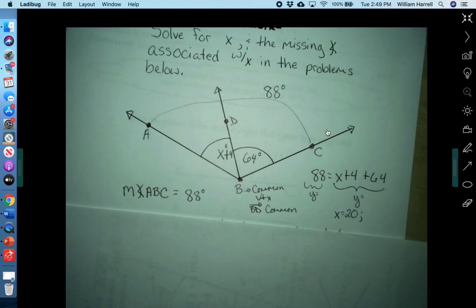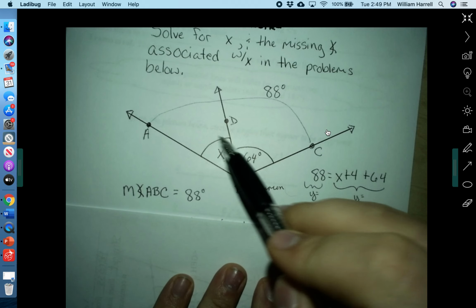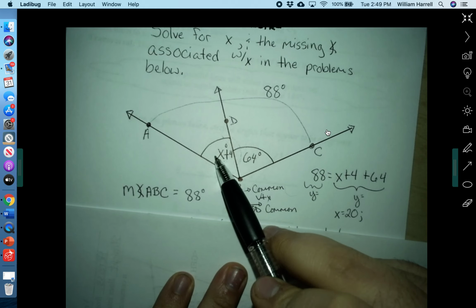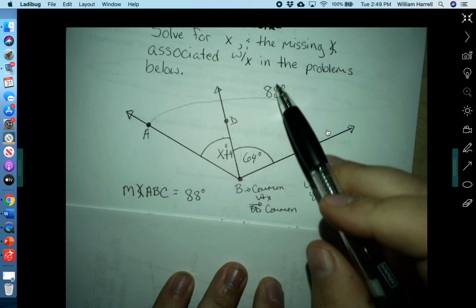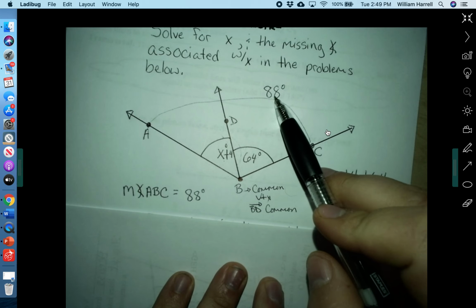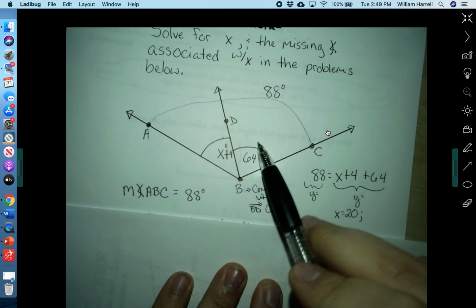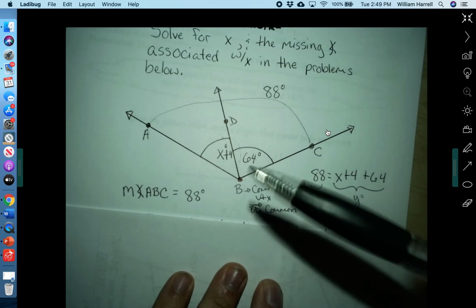What's the value of the missing angle? So what's this angle right here? Again, I can plug 20 in and get 24, or I can just say, oh, the big angle was 88, the smaller angle was 64. What plus 64 is 88? 24.